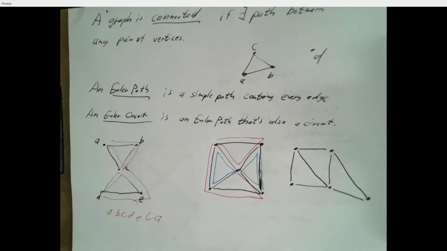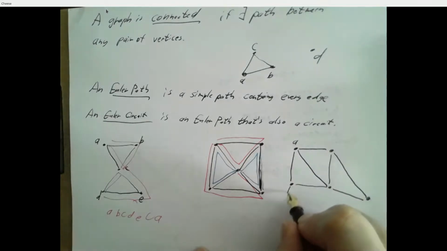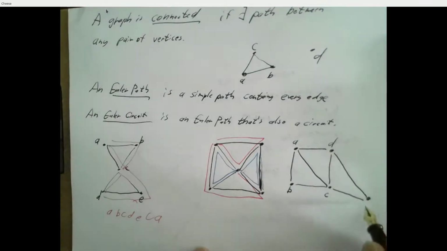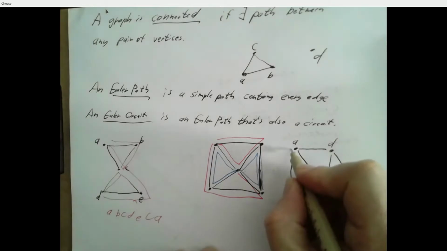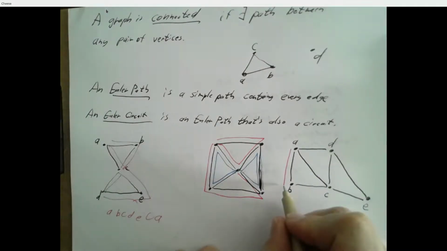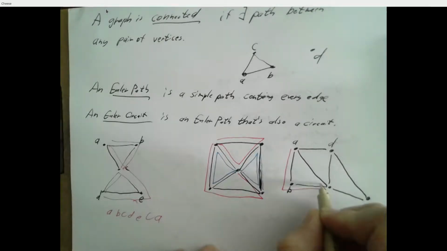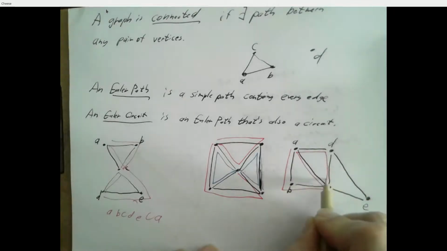So what about this? Is there an Euler path? All right, so what's your path going to be? Where do you want to start? A to B, and then B to C. Okay. And then C to A, and then B to B, and then B to C. And then C to E, and then E to B.